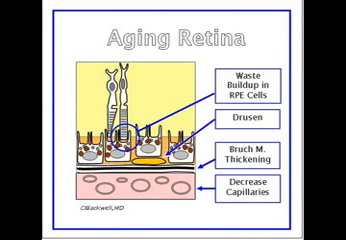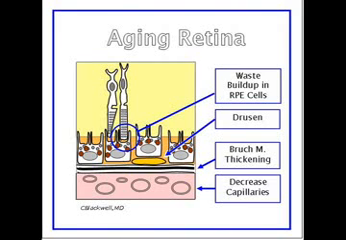This diagram shows what is happening within the retina with aging. Number 1, deposits of waste material under the RPE cells are the drusen you saw in the last picture. These are the visible hallmark of an aging retina. But there are other things happening that you cannot see.